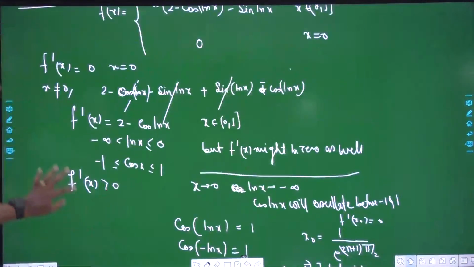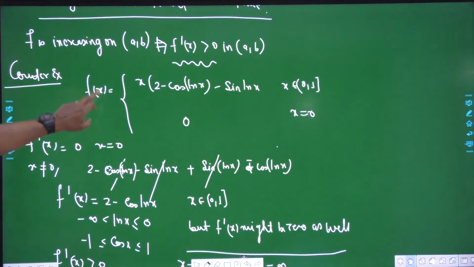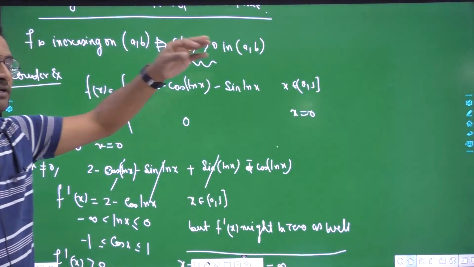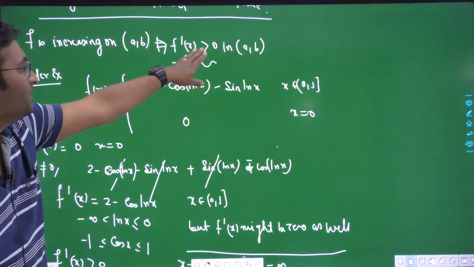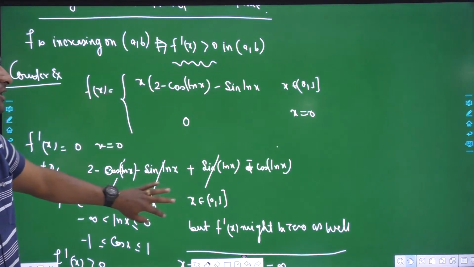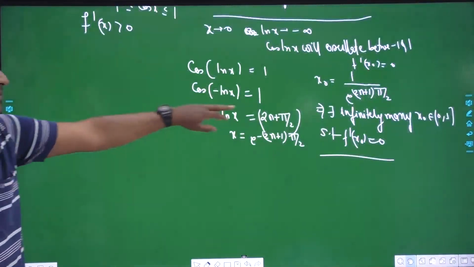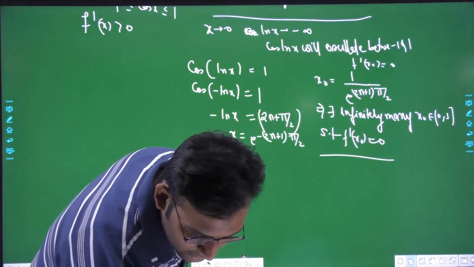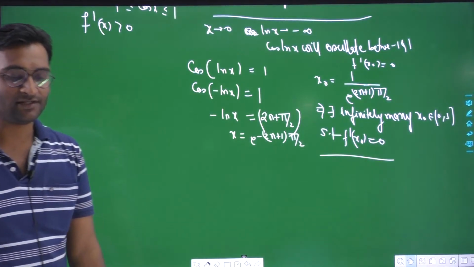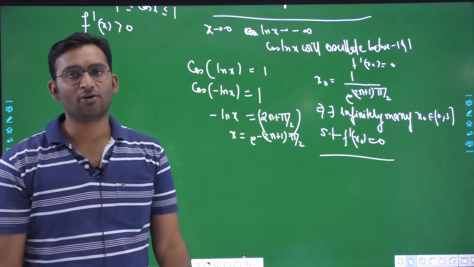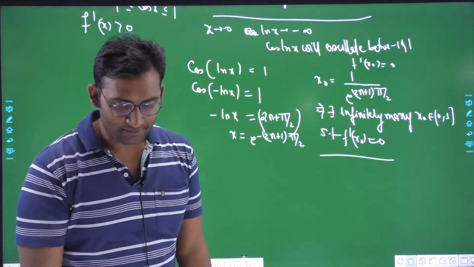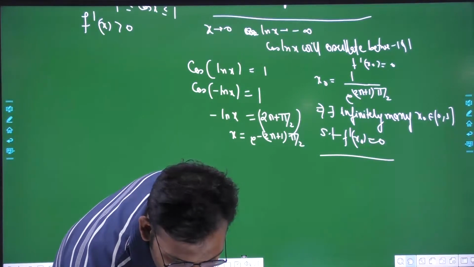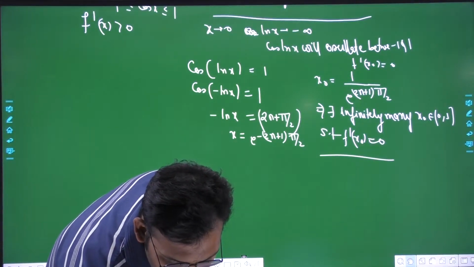So this particular function is increasing, but that does not necessarily mean f dash x is greater than 0 in a, b. In this particular case, as you can clearly see, there are infinitely many points where f dash x is equal to 0. So according to the question that has been asked, if f dash x is greater than 0 in a, b, implies f is increasing in a, b. True. If f dash x is greater than 0 in the open interval a, b, then f is increasing.